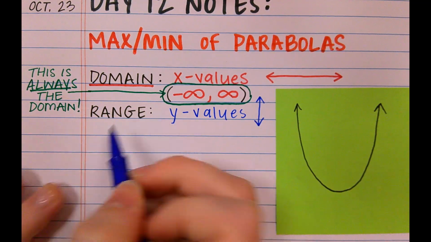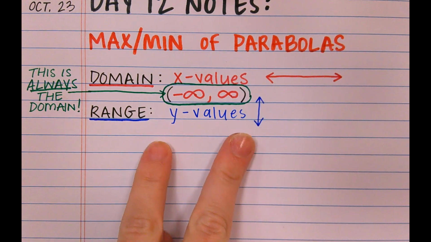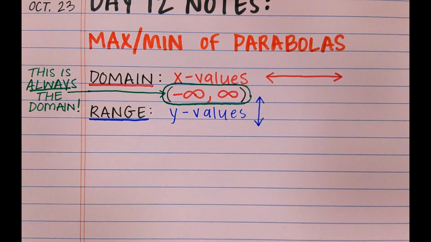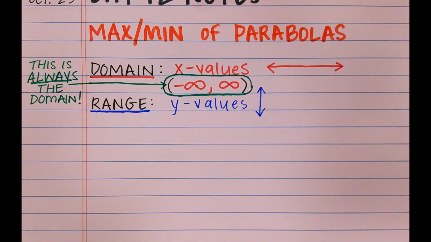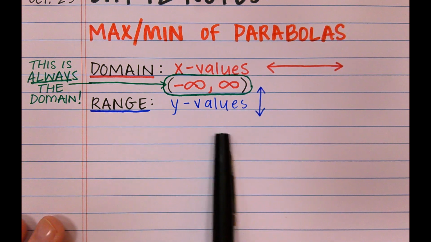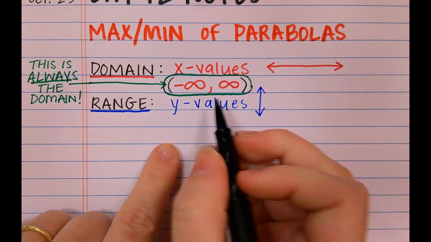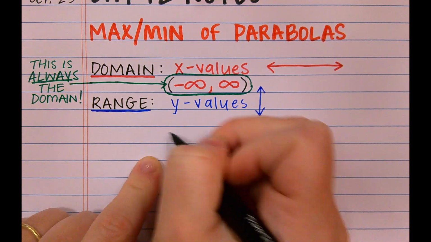Now the range will be different every time, and we'll talk about that next, because the range is going to depend on the direction. So you have two options with range. Because we're looking at the lowest value on the y-axis, so how far down does the graph go, all the way up to how far up does the graph go, we're going to start by giving ourselves two options.